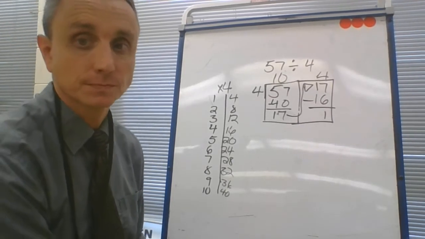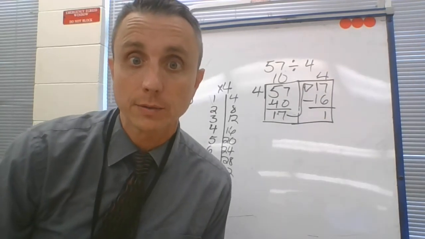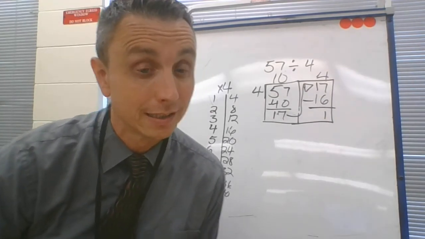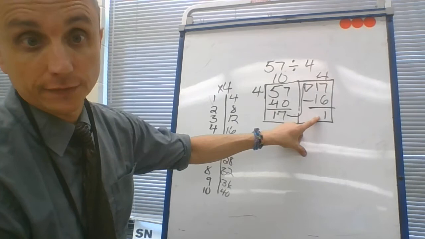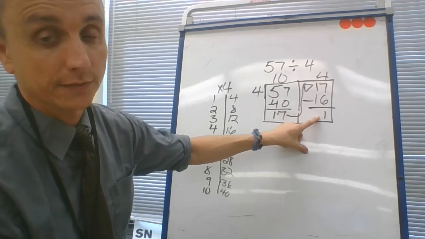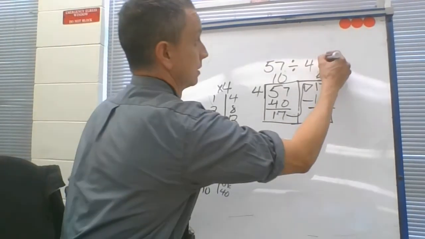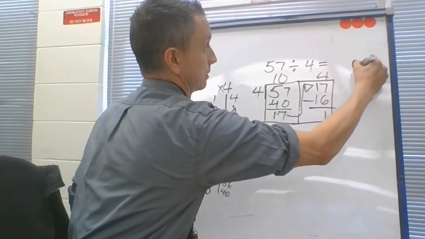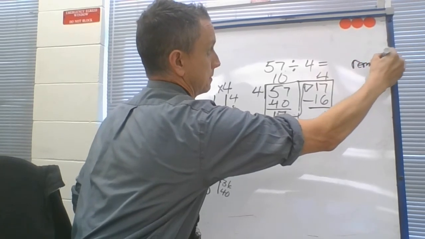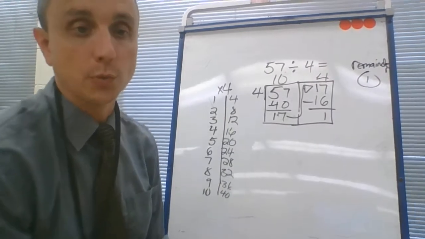So we have everything we need right here. We just got to be able to read it. We know we have 1 left over. What's the division term that means left over? Is it divisor or remainder? It's remainder. Ran out of room. Our remainder is 1.